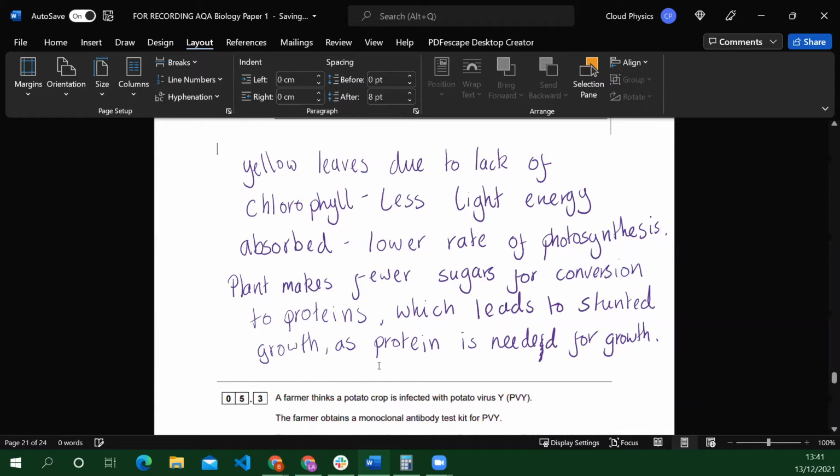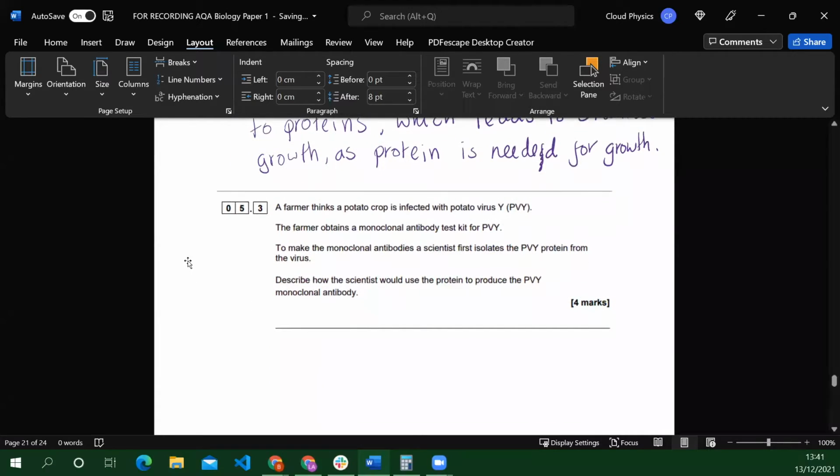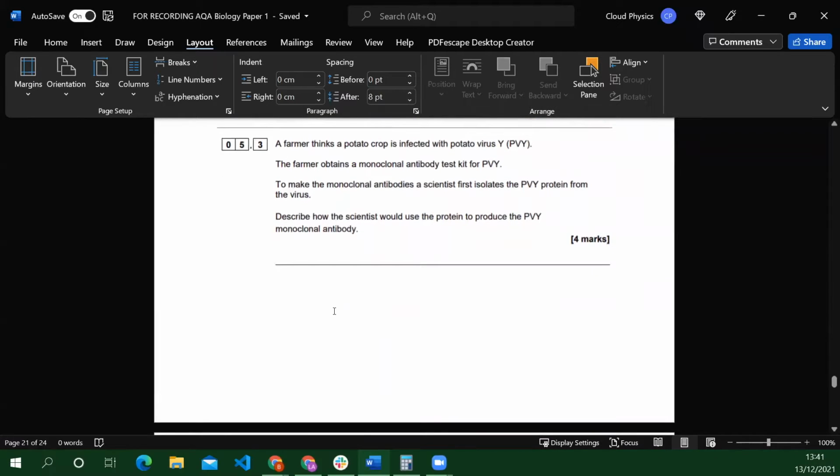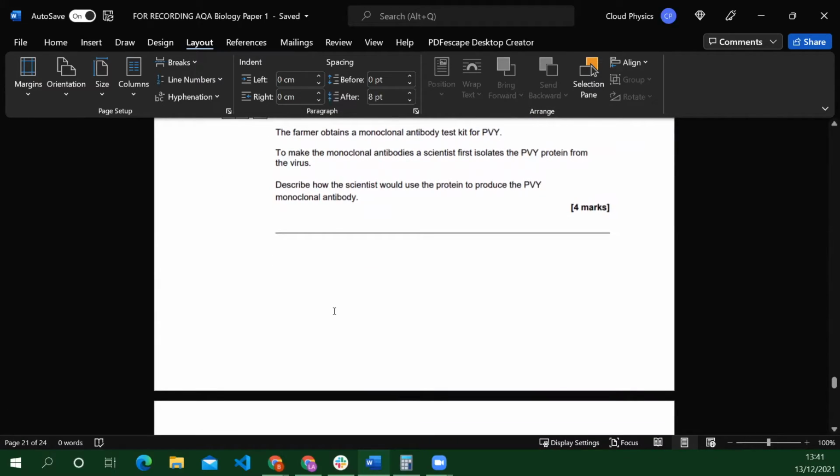Okay. A farmer thinks a potato crop is infected with potato virus PVY. The farmer obtains a monoclonal antibody test kit for PVY. To make the monoclonal antibodies, a scientist first isolates the PVY protein from the virus. Describe how the scientist would use the PVY protein to produce the PVY monoclonal antibody. Okay, this is quite an unusual one. It's kind of like you just have to know this process.